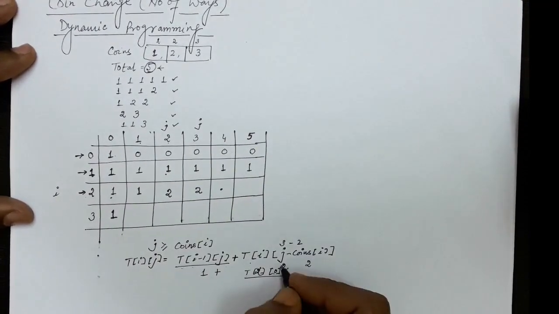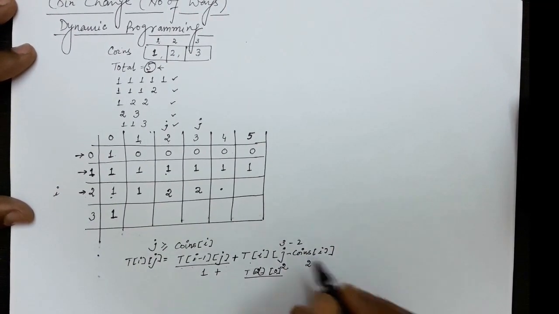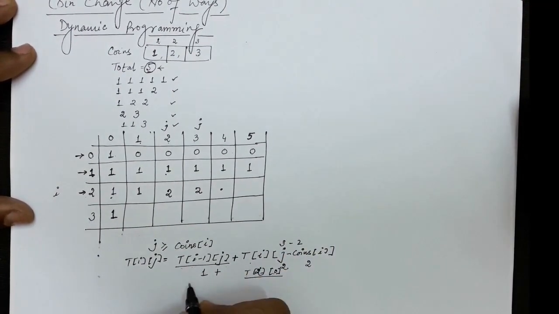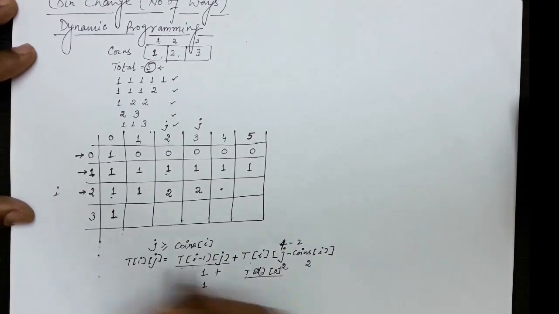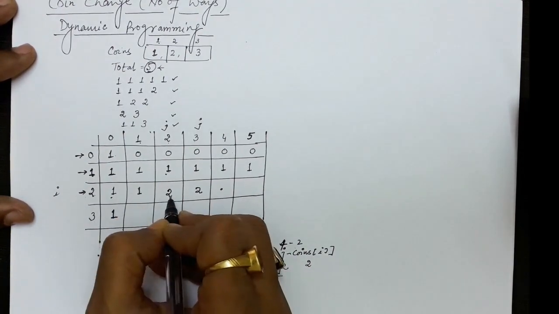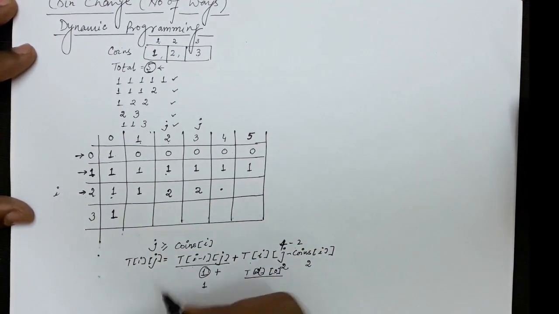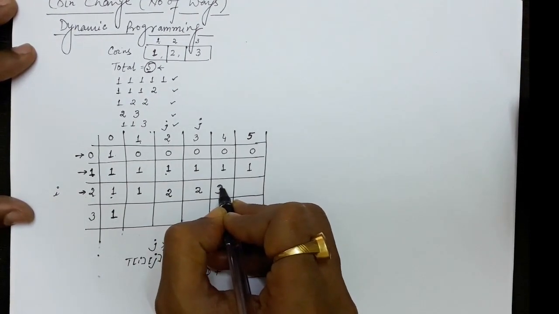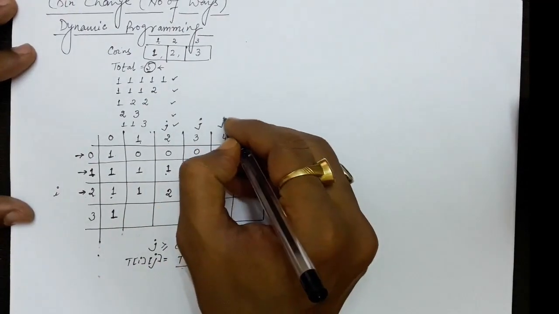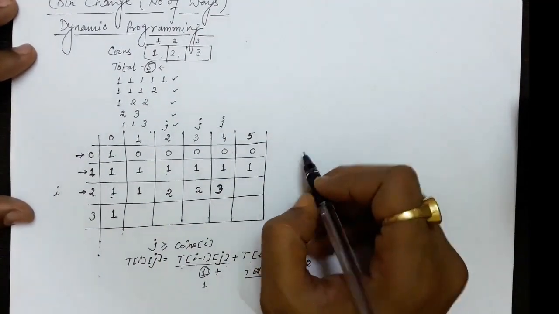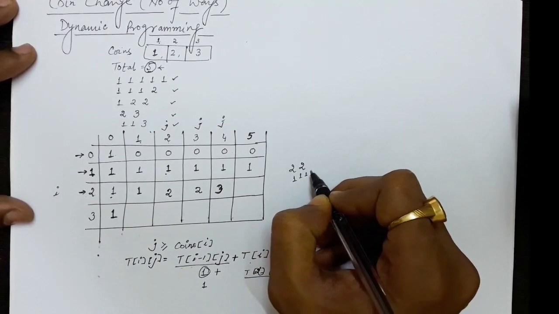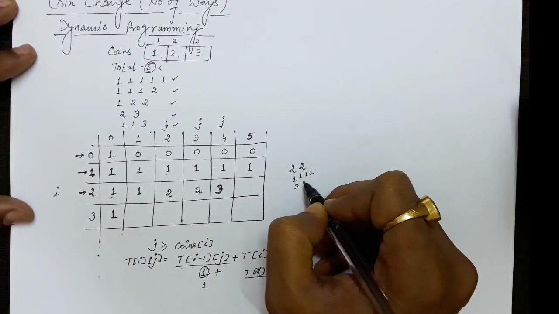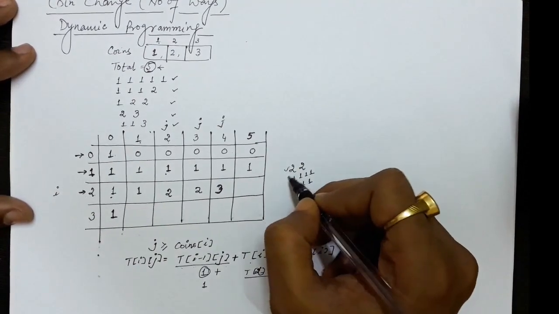Now let's say I'm referring to this 4. Okay. Now if 4 has to be generated, in the formula, this value will remain 1, and here the j changes to 4. So this is t1 2, so t2 2, so t2 2 entry is 2. So earlier we had one way, and two another ways have been added. So there are now three ways by which this 4 can be generated. You can see with the example also, if 4 has to be generated, I can select 2 2, or 1 1 1 1, or 2 and 1 1. So there are three ways by which 4 can be generated.